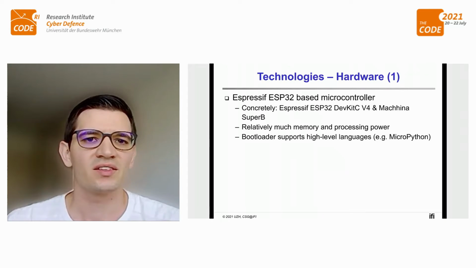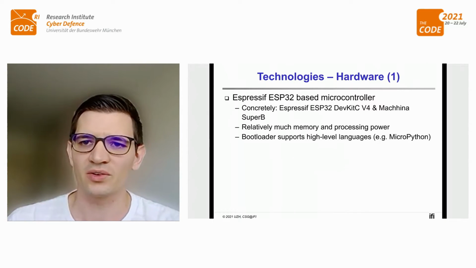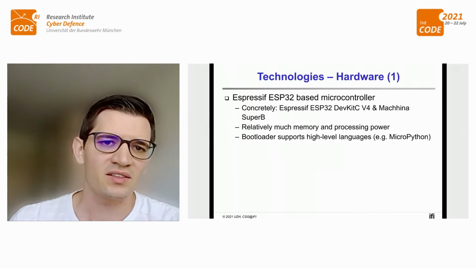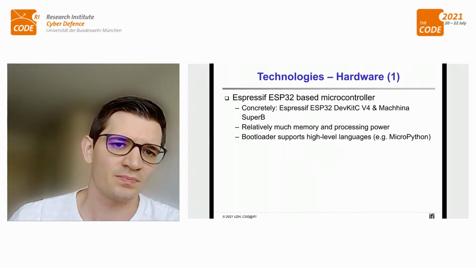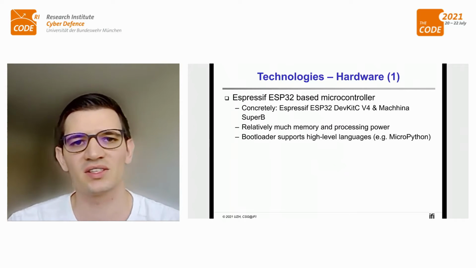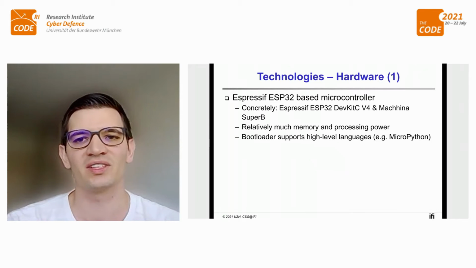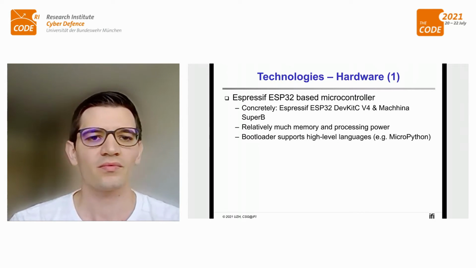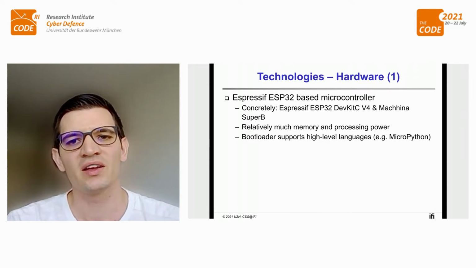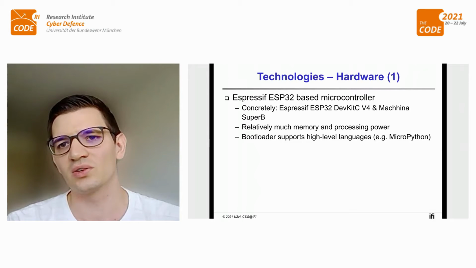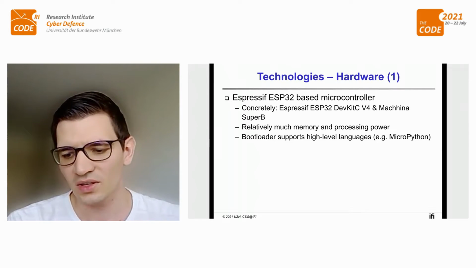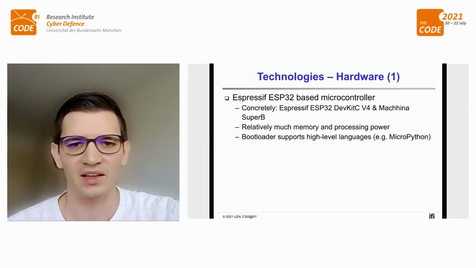So on the hardware side, we used ESP32-based microcontrollers. There are many microcontrollers on the market that are based on the ESP32 chip, and we chose two of them. One is the Espressif ESP32 DevKit C version 4, and the other one is the Magina Super B. They have relatively much memory and processing power for microcontrollers, and they support a bootloader such that they can be programmed with high-level languages.